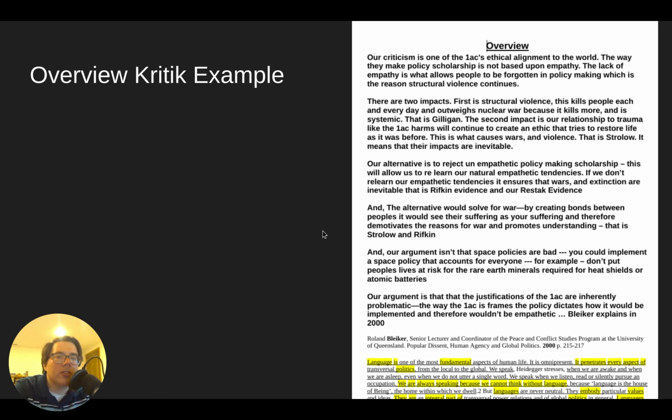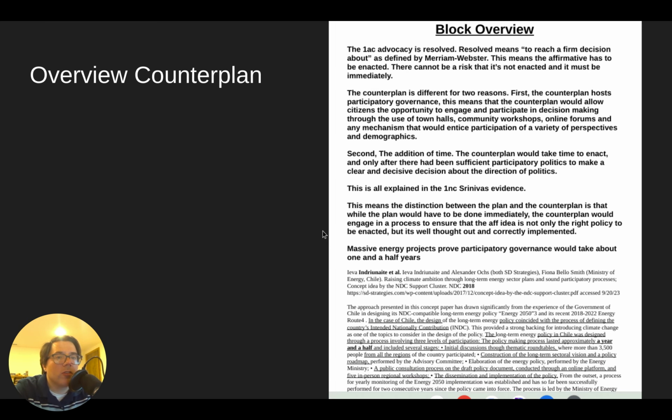You can see this is an example of a critique. The first paragraph there is an explanation of what the argument is. Then it talks about how there are impacts to that argument in the second paragraph, and why those are the most important impacts in the debate. Then it explains what the alternative does, and why the alternative would be able to solve for war. And those are all super helpful.